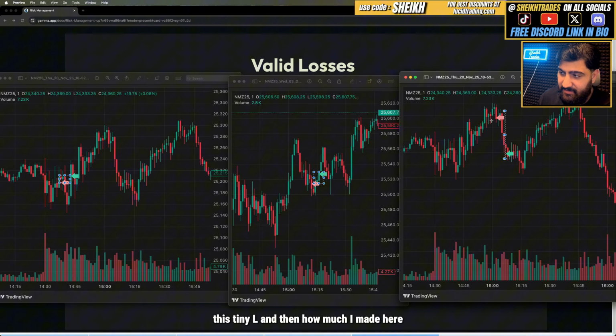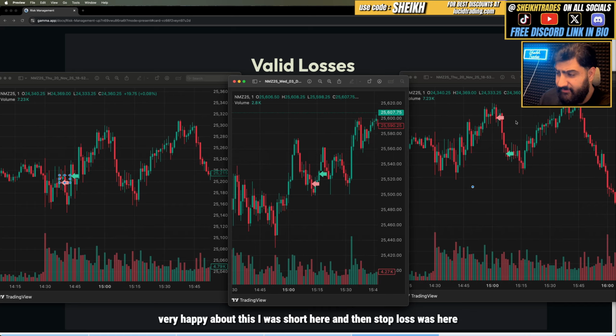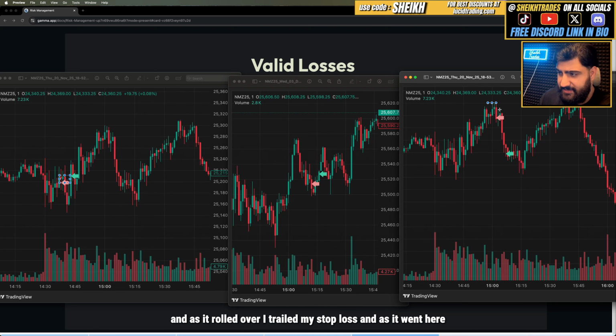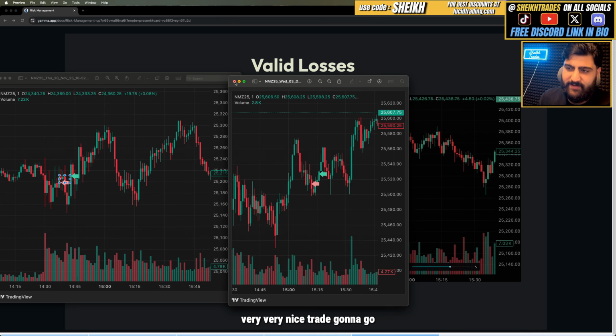So you could see this tiny L, and then how much I made here. It shows that when I have a valid L, it really pays off when you have a W. Very happy about this. I was short here and the stop loss was here. As it rolled over, I trailed my stop loss, and as it went here, I trailed my stop loss to break even. Once it made this candle low, I put my stop loss around there, and this is around where I wanted to take target. So I wasn't trailing it anymore, I just wanted to take my target. Very, very nice trade.